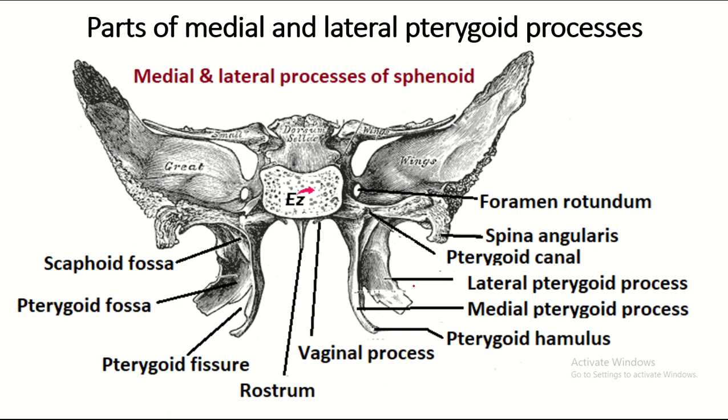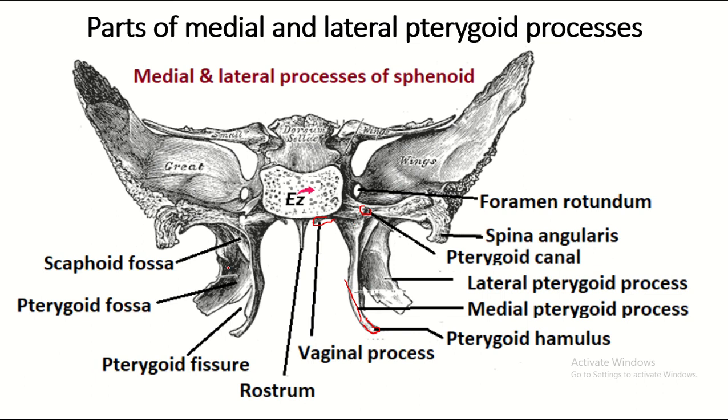And now the medial and lateral pterygoid processes. This is the medial pterygoid process, and this is the lateral pterygoid process. Some structures are present here. This is the pterygoid canal, and in the medial pterygoid process there is a bony structure near the end. This is known as the pterygoid hamulus. This is the vaginal process, which arises from the medial pterygoid process.